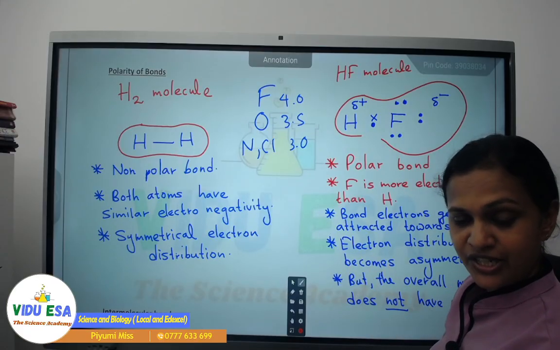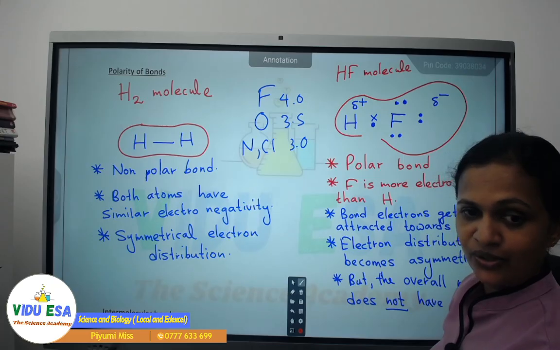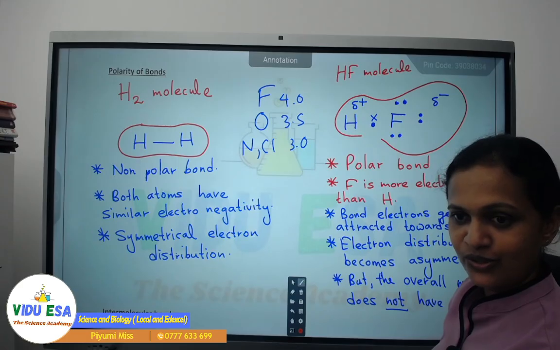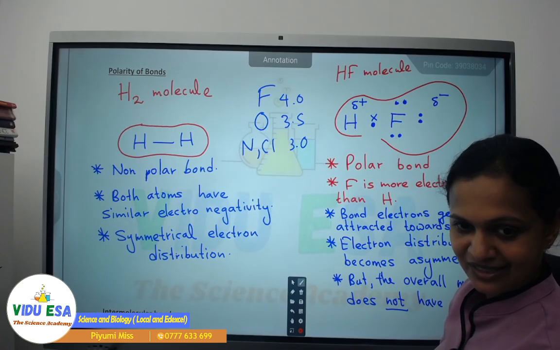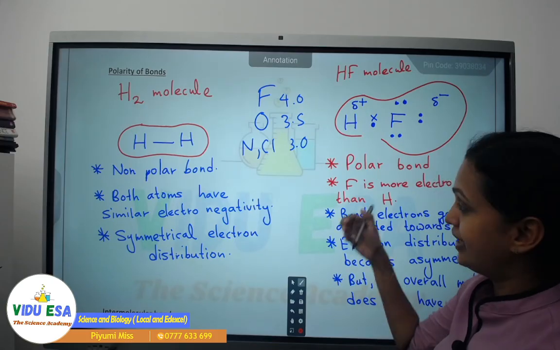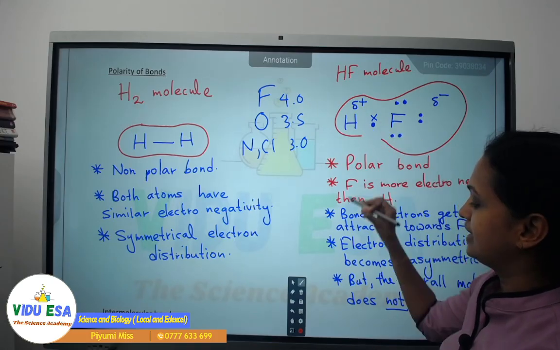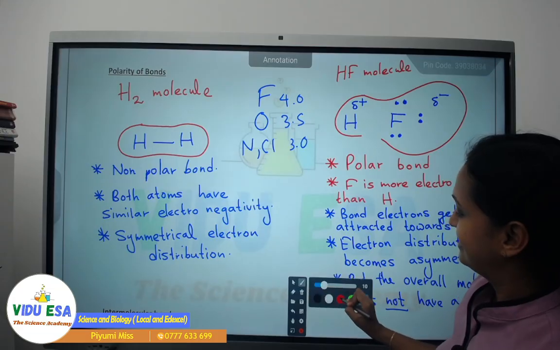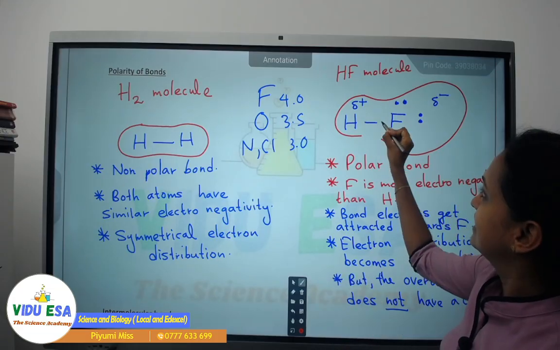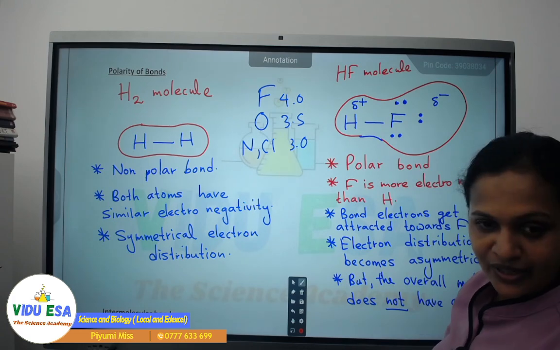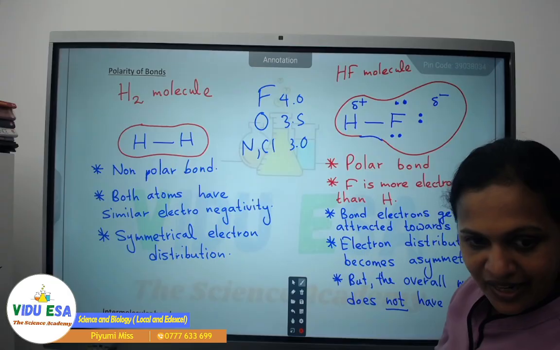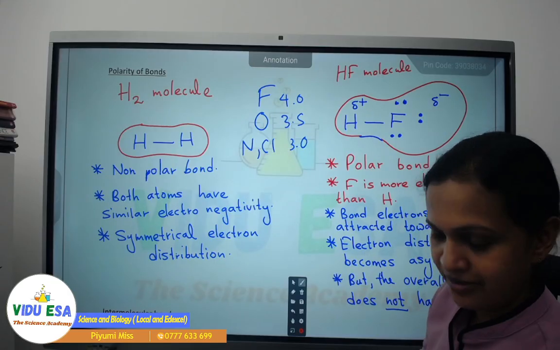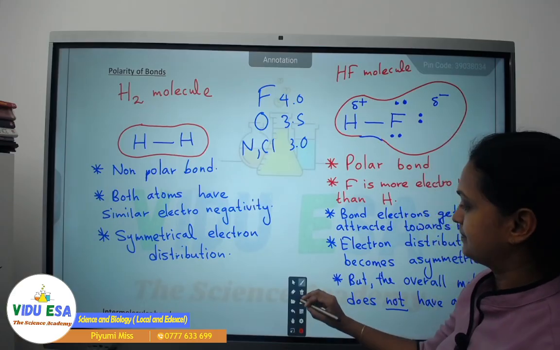This is the definition of electronegativity: the ability to attract bond electrons towards itself when an atom is bound to another atom of an element. Right? The bond electrons are what get pulled. This bond pair is what is attracted. Is that clear now? Yes, teacher. The bond electron is attracted towards one atom. Okay?